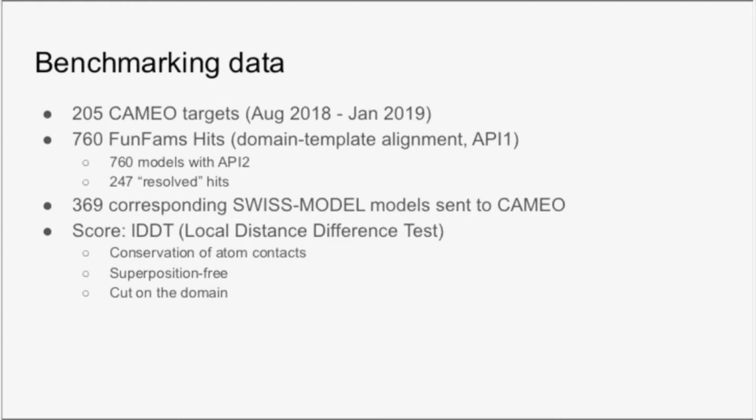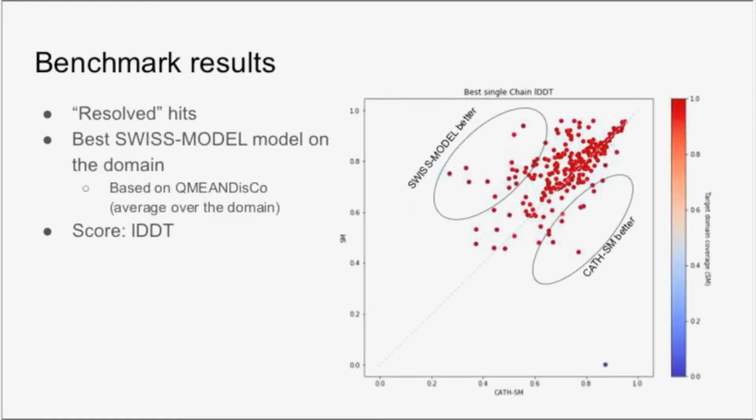And we compared that to the 369 models that SWISS-MODEL had sent to CAMEO for the corresponding targets. For the score, we used LDDT, the local distance difference test, which looks at the conservation of atom contacts in the reference and in the predicted structure. It's superposition-free, and in this case, we cut on the domain to really look at the domain itself.